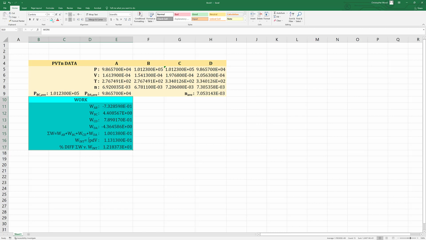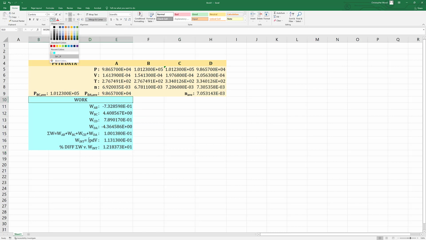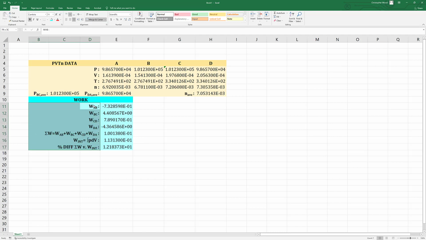That's probably too dark, so I will just go ahead and lighten that. And for the header, maybe I'll make the header darker just to make it stand out, make it easier to see this section as separate from the others, and bold the work label. I'll also highlight all of these sublabels and bold them as well.